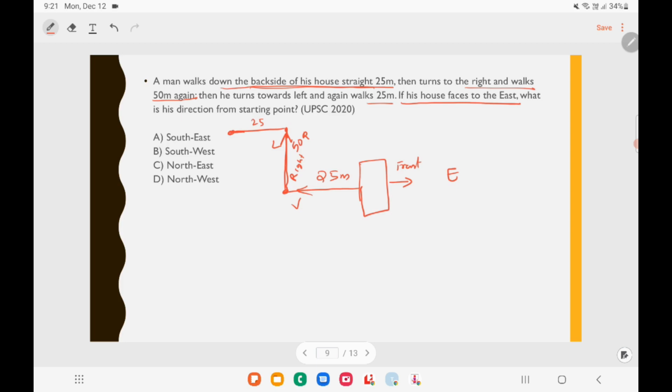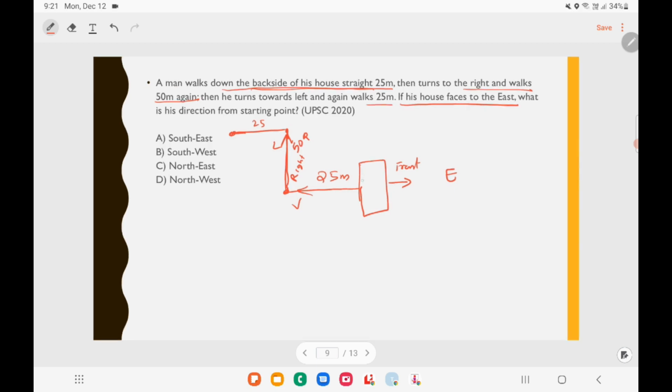If his house faces to the east, in which direction is he from the starting point? So this is his starting point. Okay, so his direction is like this.